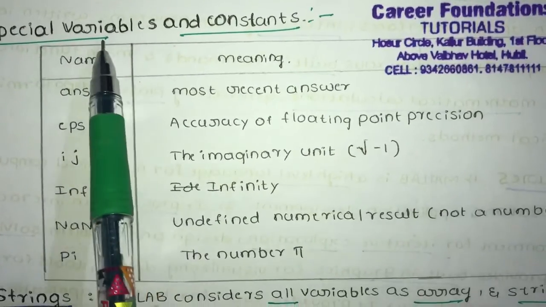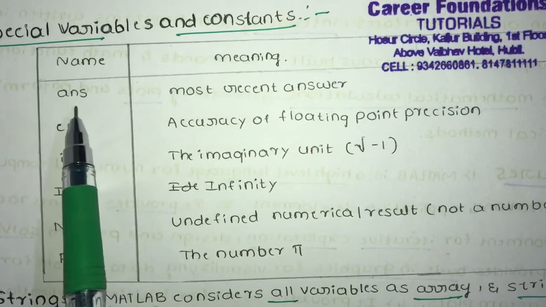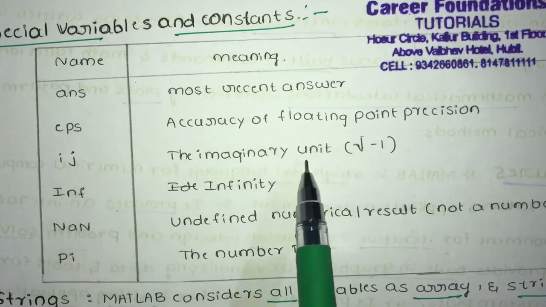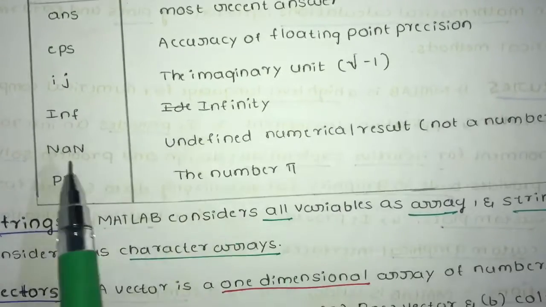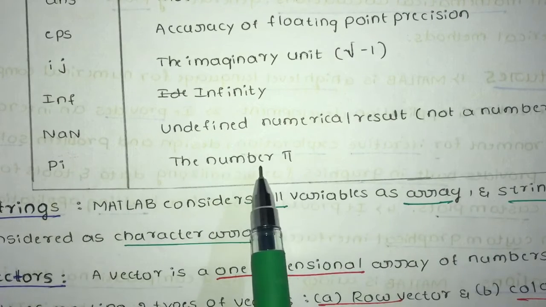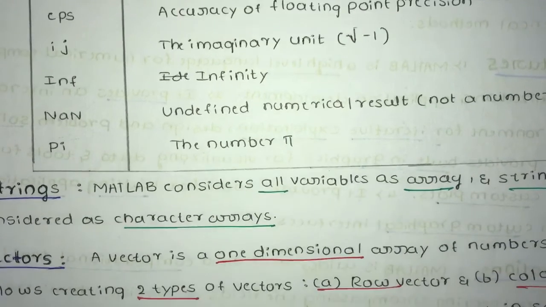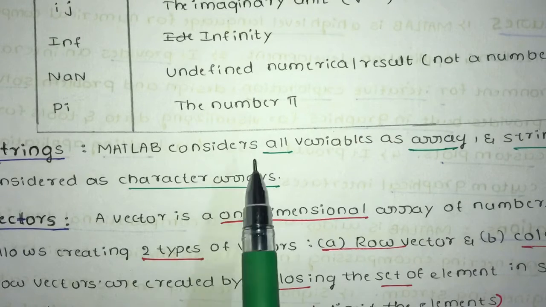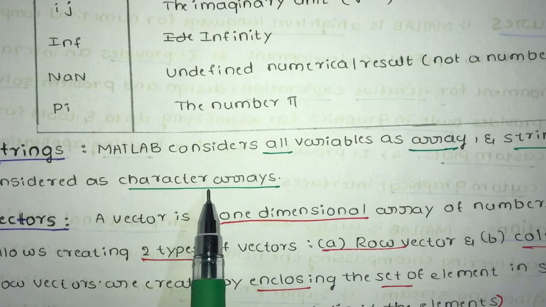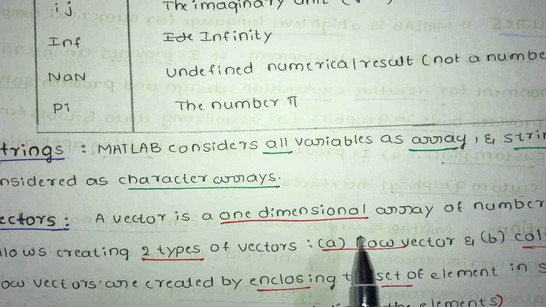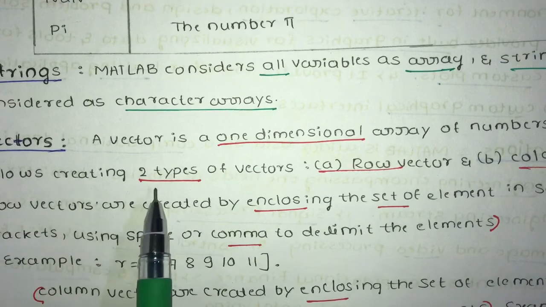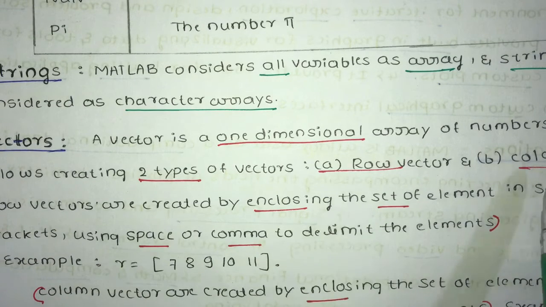There are different special variables and constants. ans is the most recent answer, eps is the accuracy of floating point precision, i is the imaginary unit, Inf is infinity, NaN is an undefined numerical result, not a number, and pi is the number pi. Next we have strings. MATLAB considers all the variables as arrays, and strings are considered as character arrays. A vector is nothing but a one-dimensional array of numbers, and MATLAB allows creating two types of vectors, a row vector and a column vector.